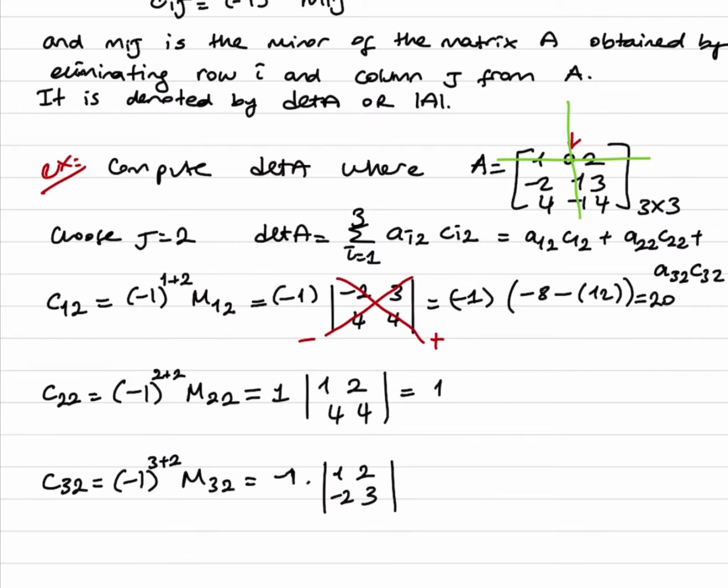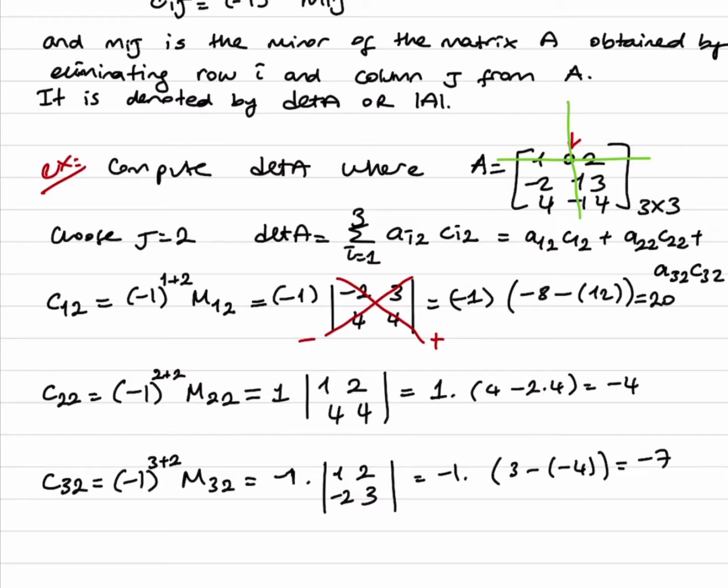What about this one? It is 1 times 4 minus 2 times 4. So it is minus 4. What about this one? Minus 1 times 3 minus 4. So we have minus 7 here.